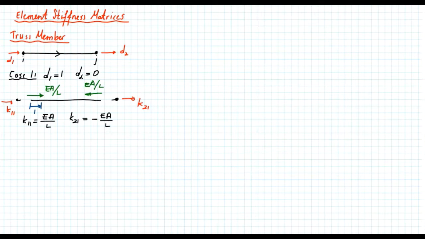So my stiffness matrix, the element stiffness matrix, for a truss member will have this form: EA over L, 1, minus 1, minus 1, and 1. So this matrix stores all the possible coefficients for a single truss member.